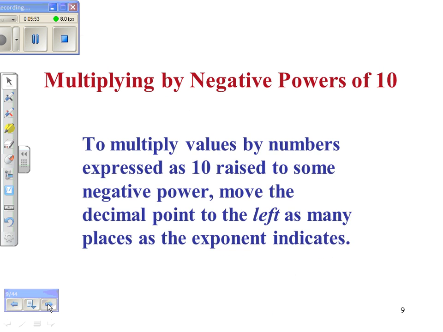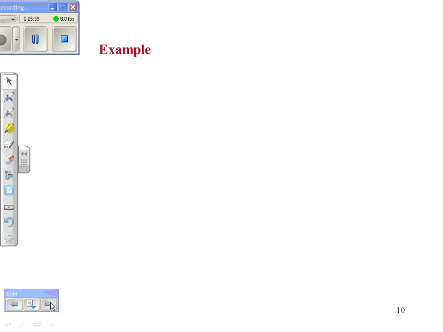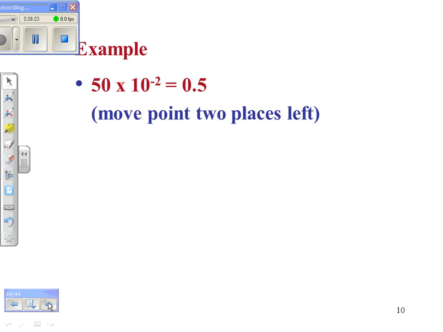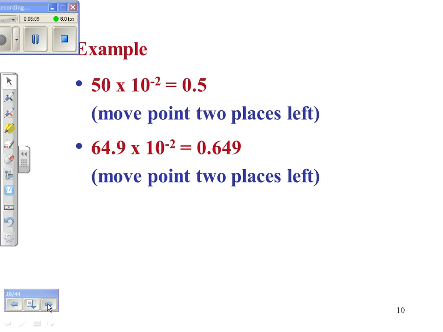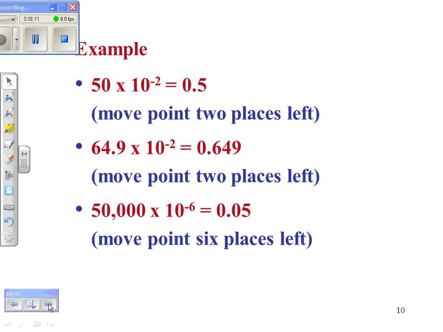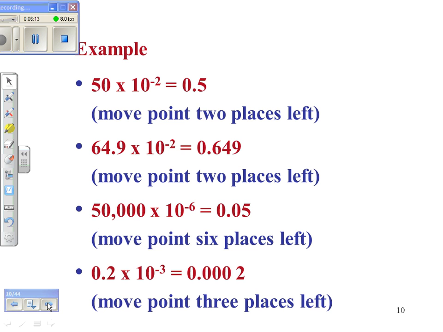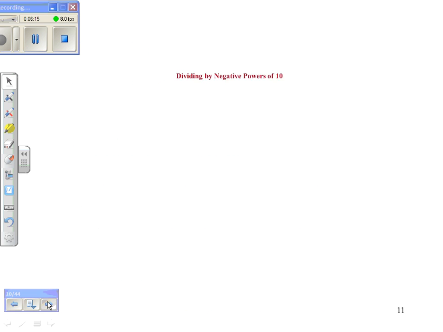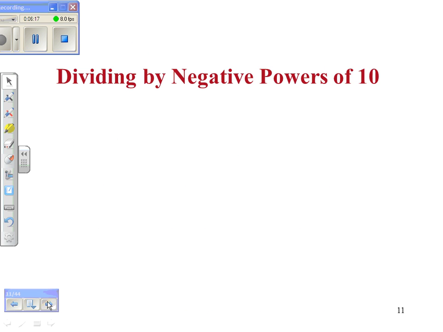Multiplying times negative powers: multiply values by numbers expressed as 10 raised to some negative power. We just subtract that from the positive power that we're multiplying times most of the time. Okay, this is talking about moving the decimal point back and forth, which you do have to do occasionally. So look this over again if you're not clear on how to move the decimal point.